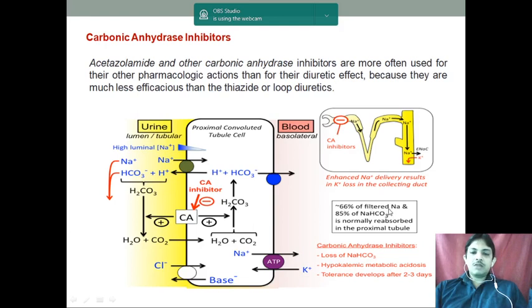In this phenomenon, almost 66% of the filtered Na and 85% of the NaHCO3 is normally reabsorbed in the proximal tubule. Now carbonic anhydrase is responsible for this, so its inhibition causes loss of NaHCO3. Hypokalemic metabolic acidosis occurs, and tolerance develops after 2 to 3 days. So by inhibiting this, they increase water excretion, but again it is considered a weak diuretic.